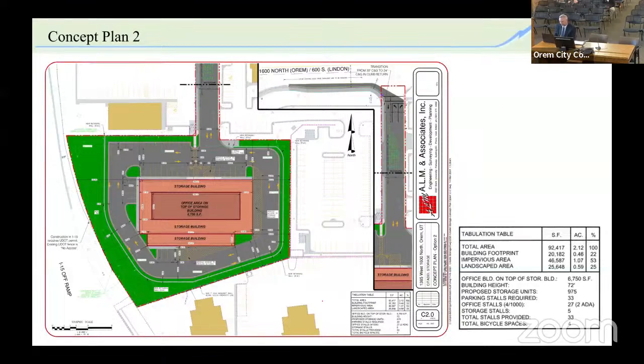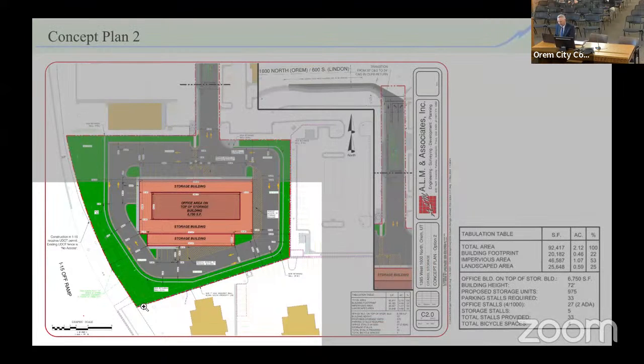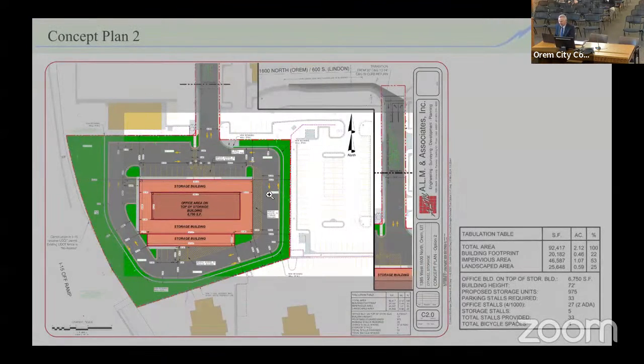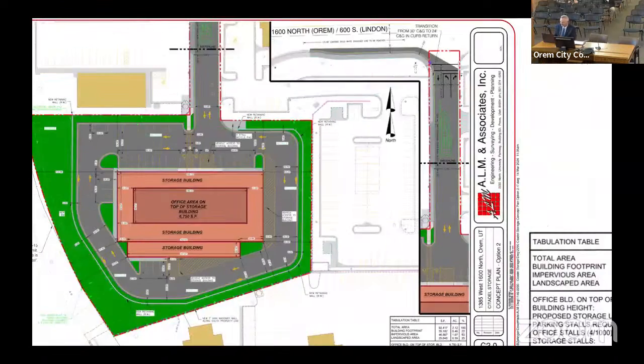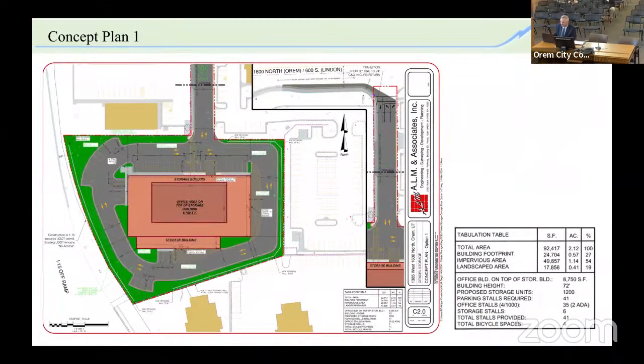Let me turn on my pointer. You can see the gray. I don't know if you can see my hand right there. So that's a retaining wall on this. So they would move it out of the easement and move it closer, which requires them to shrink the building just a little bit. So those are the 2 concept plans.